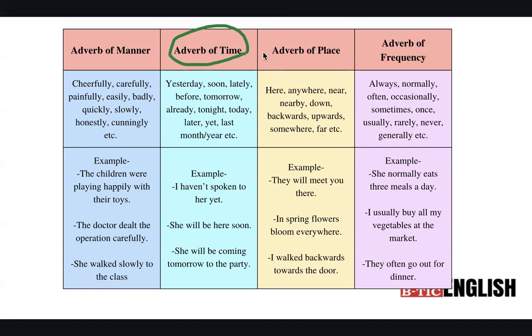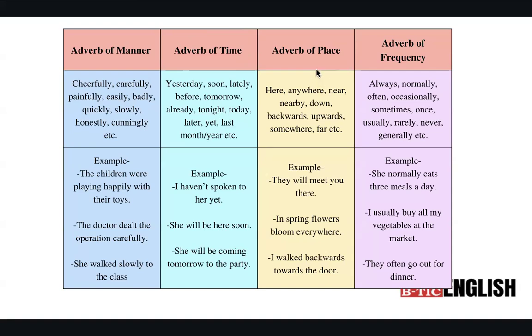Next, we have adverb of time. Adverb of time means this is related to a specific time. Yesterday, soon, before, tomorrow, next month, last year, next year, they are known as adverb of time, right? Any modifying word that is referring to time is known as adverb of time.